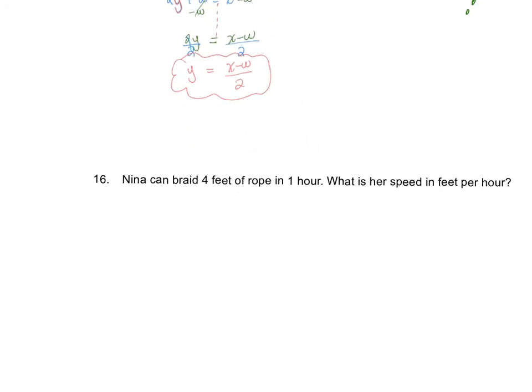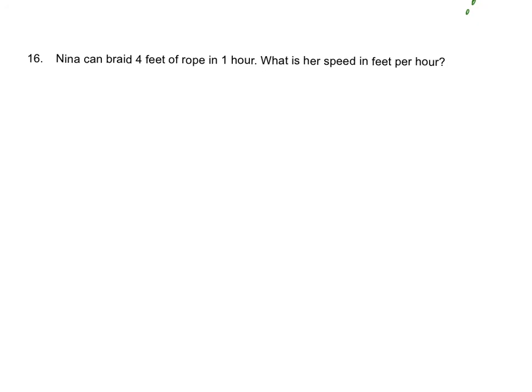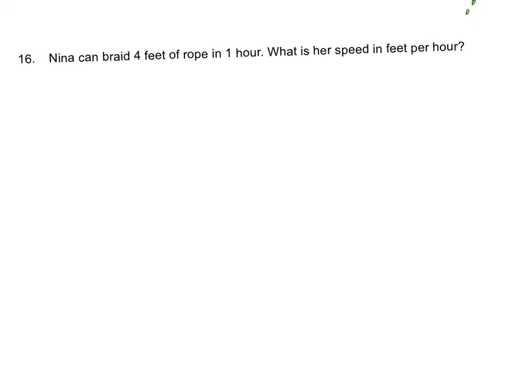Okay, number 16. Words, don't freak out. Read it, tell yourself a story. Nina can braid 4 feet of rope in 1 hour. What is her speed in feet per hour? This is unit rate. Unit rate is how much for 1. So if she can go 4 feet per hour, that means that her unit rate is 4 feet per hour.